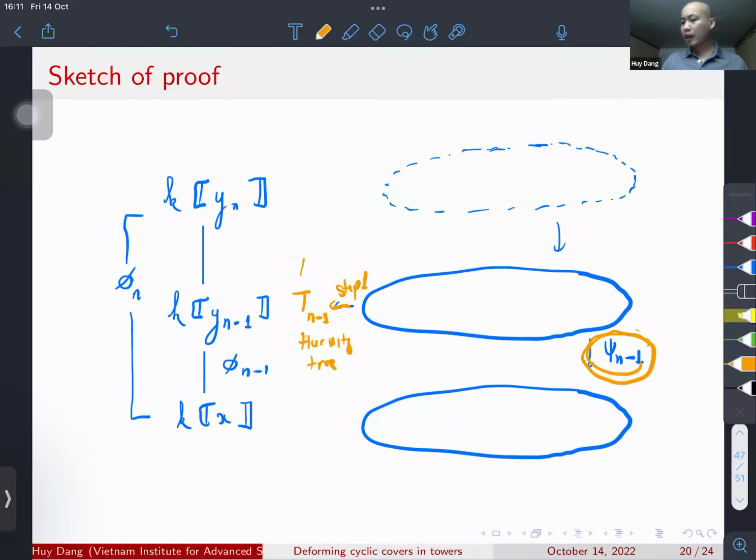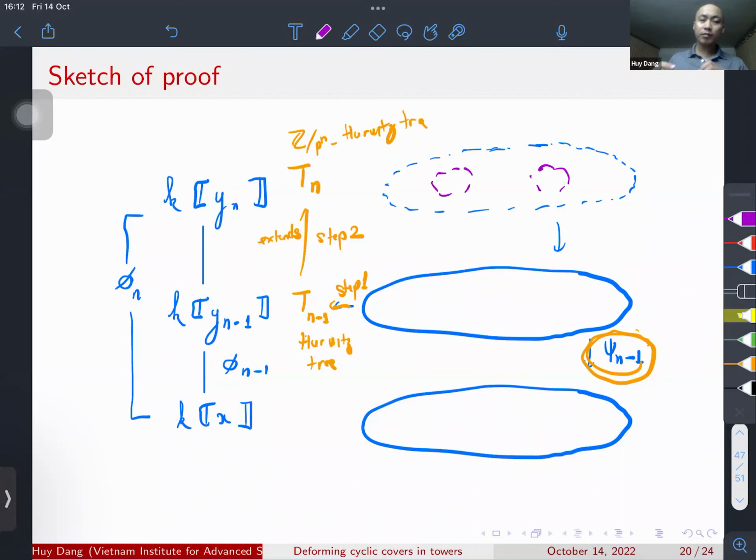Then in step 2, I will extend the Herbig tree first. I will extend the Herbig tree to something that has good reduction, because the Herbig tree tells you about the good reduction. It's called a Z mod P to the N Herbig tree. So it's just a combinatorial object, but somehow it tells you how to partition the disk, how to look at the smaller disk, and where to compute the Swan conductor.